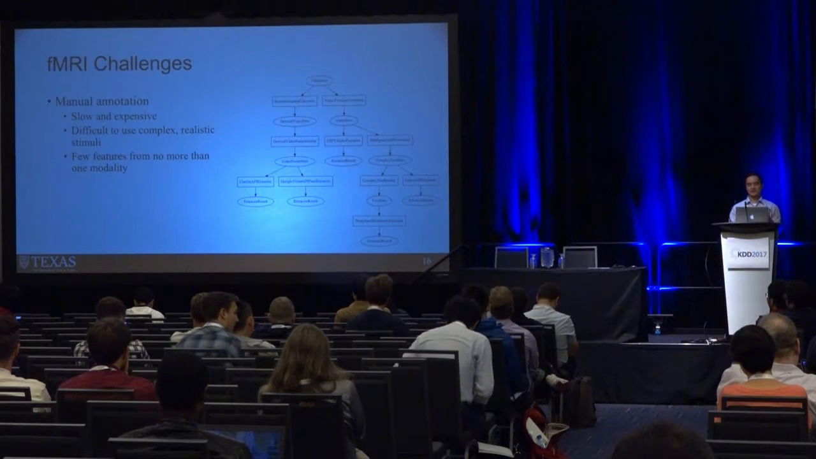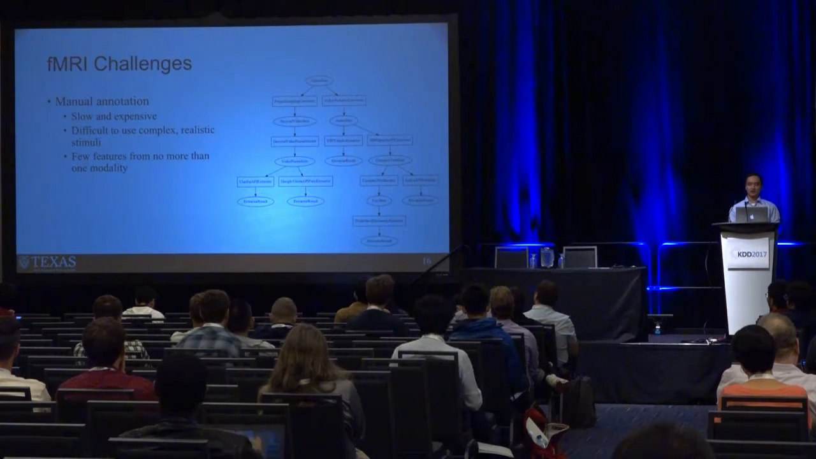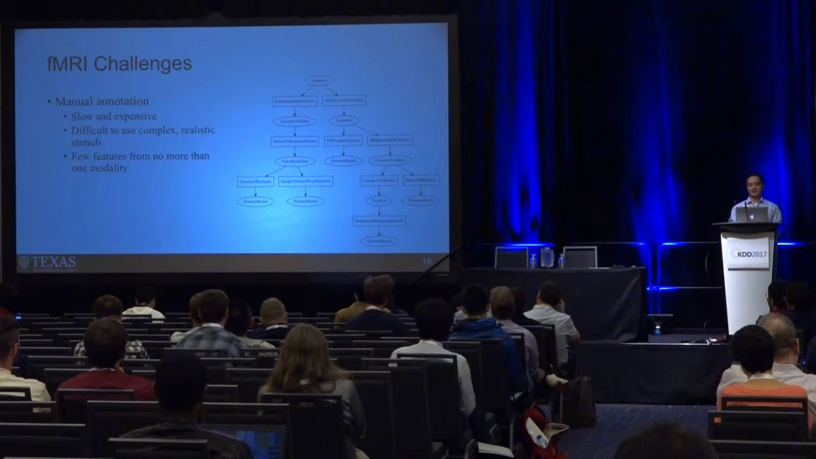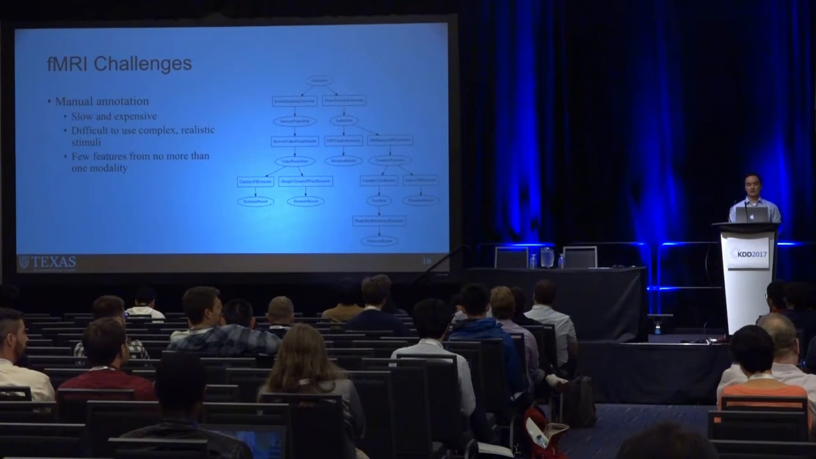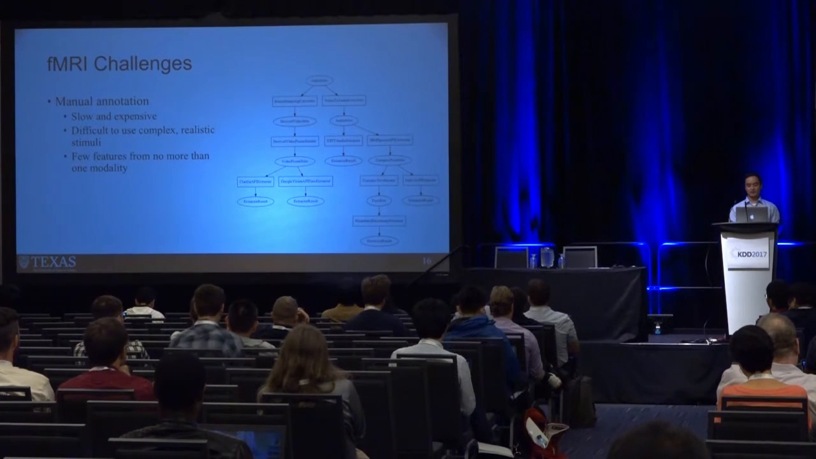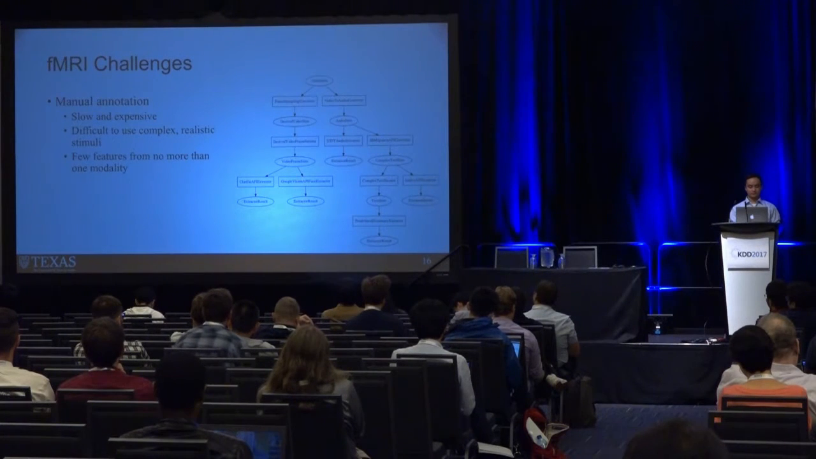So Pliers really tackles all these different issues and allows fMRI researchers to very easily specify simple feature extraction workflows that can extract a lot of different features from a lot of different modalities in their complex stimuli and insert these into their workflow.